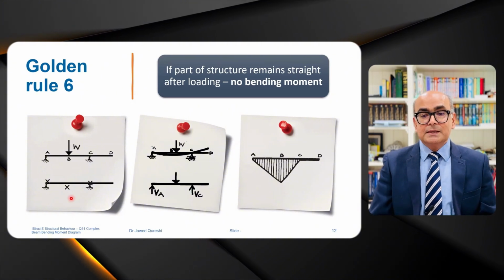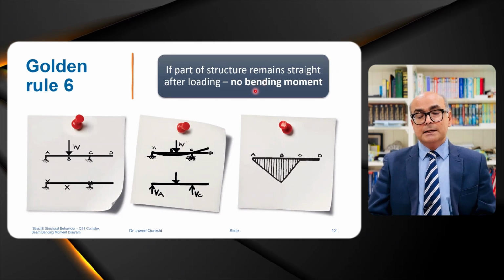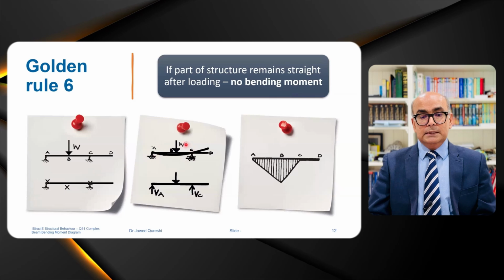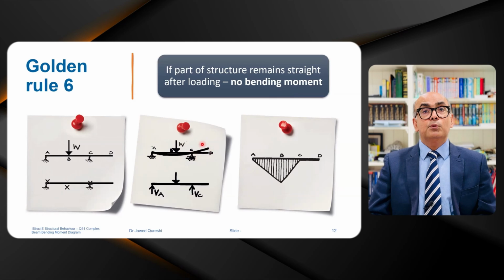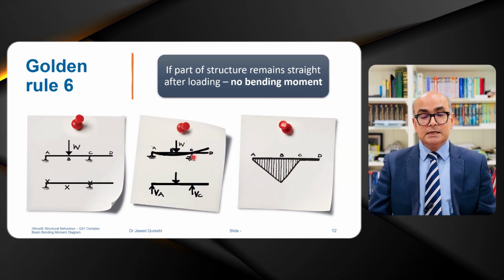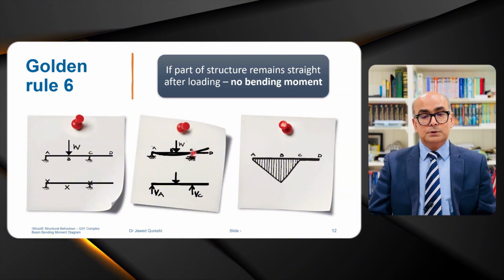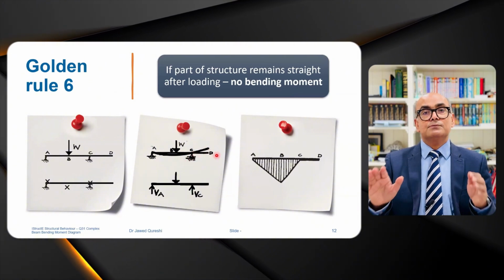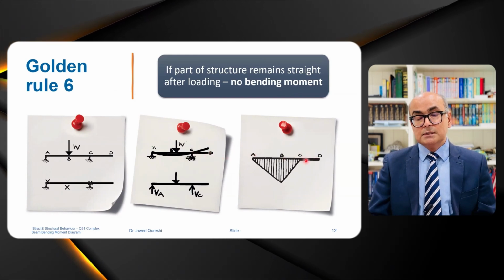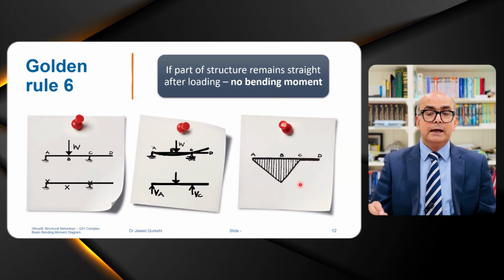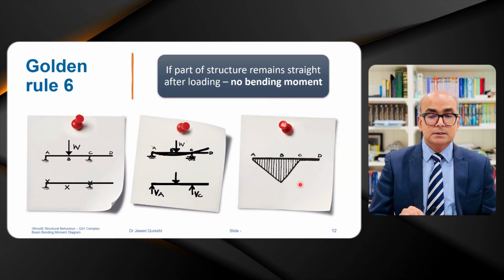It says that if part of a structure remains straight after loading, no bending moment develops. In this case, when we apply loading, the portion between C and D is literally a straight portion. Because of the roller support, the bending moment is not being transferred to the other side. It's not being transferred to D. That's the reason at point C, we have zero bending moment. The bending moment ends at this point.